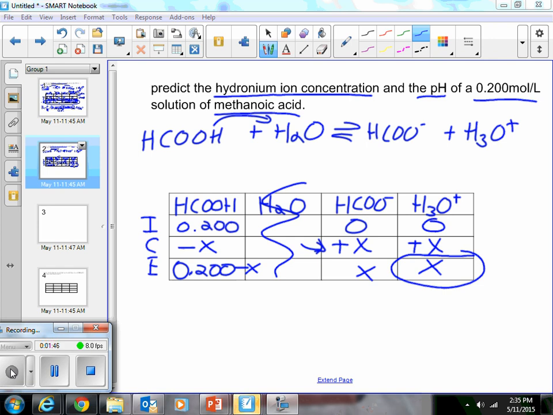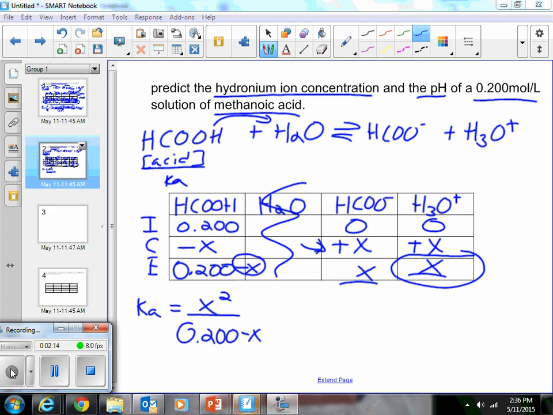Now, if we were to sub this into our equilibrium expression as is, we would have Ka equals X squared, because I have X times X for the product, over 0.200 minus X. This is going to make for some pretty complex math. So this is where we look at the rule of 1,000. The rule of 1,000 is take the concentration of your acid and divide by Ka. If it's bigger than 1,000, we can ignore this X value. So the concentration of the acid in this case is 0.200.